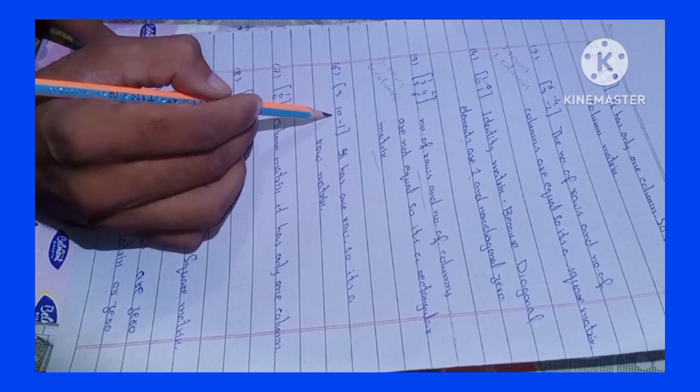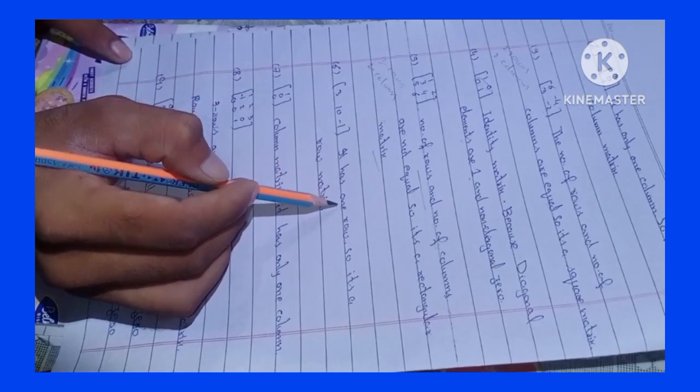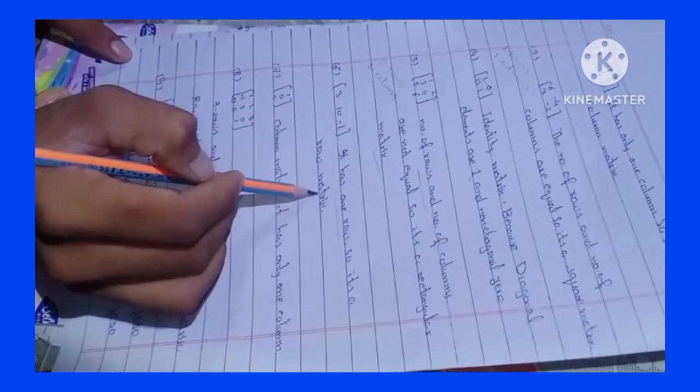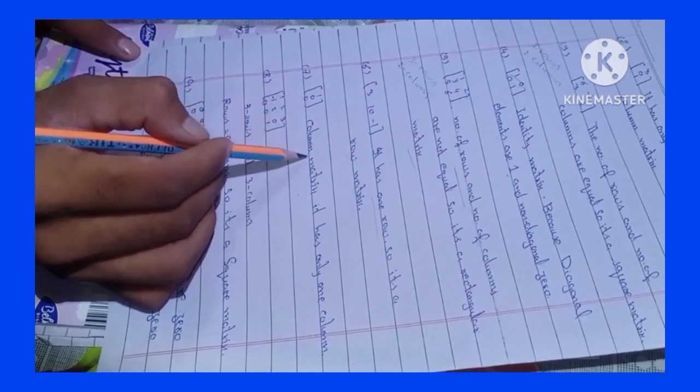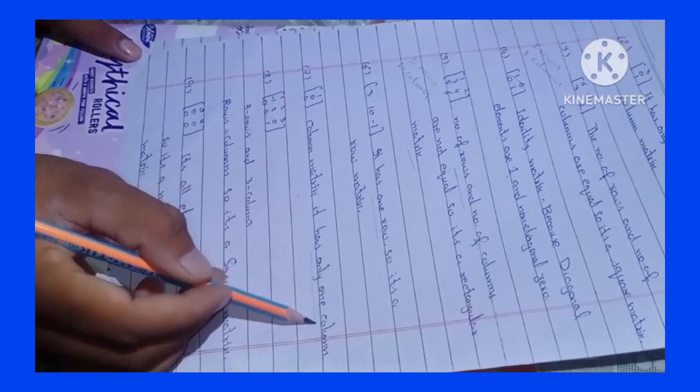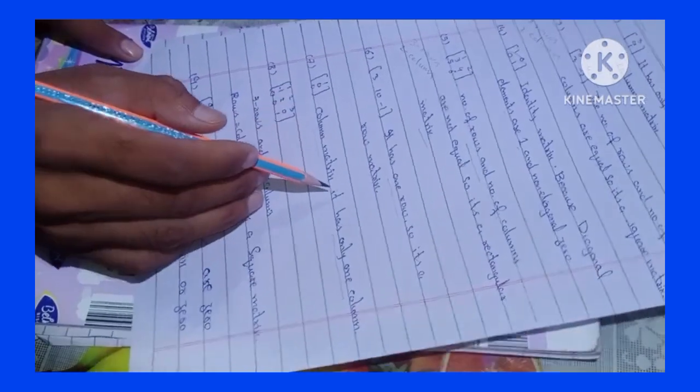Sixth is 3, 10, -1. It has only one row. It's a row matrix. Seventh is 1, 0, 0. It has only one column. It's a column matrix.